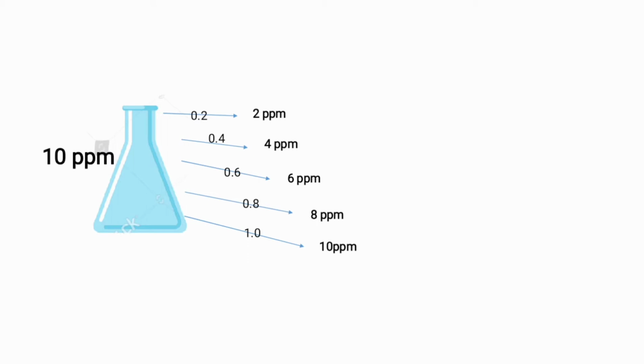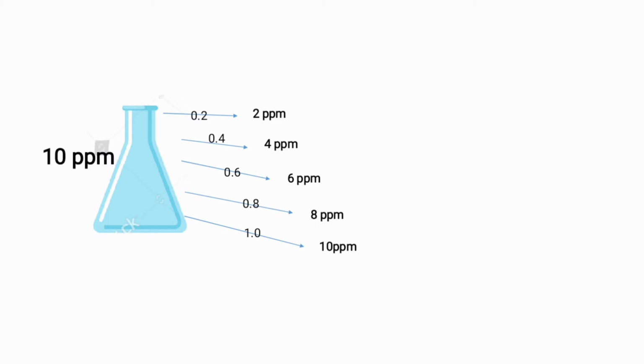Then we take 0.4 ml from the 10 ppm solution and dissolve it into another flask and bring the volume up to the mark, and it contains 4 ppm solution. Then we take 0.6 ml from the 10 ppm solution and dissolve it into another flask and bring the volume up to the mark, and it contains 6 ppm solution.